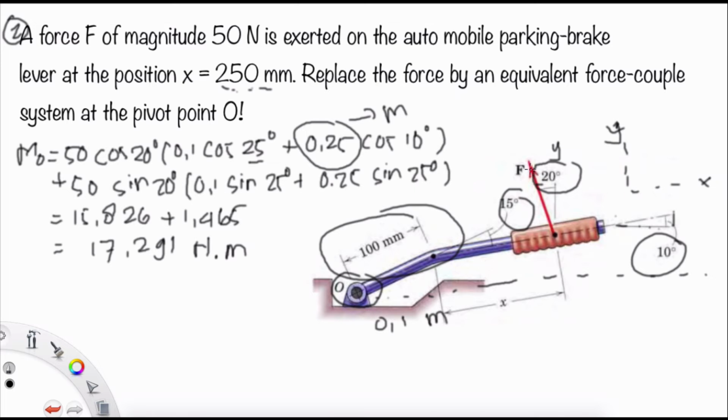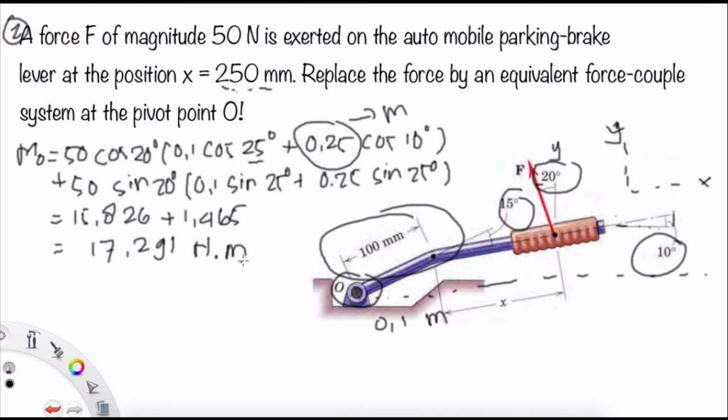So we'll have the F in the normal Y, and we have the distance from the Fy to the point O. And also we can use this one for the 40 sine 20 degrees with the same logic, and we will have the moment at 17,291 Newton meters. That is the moment at O.